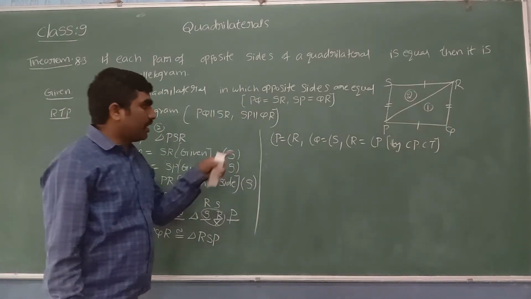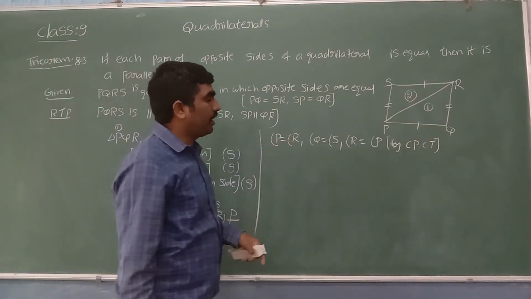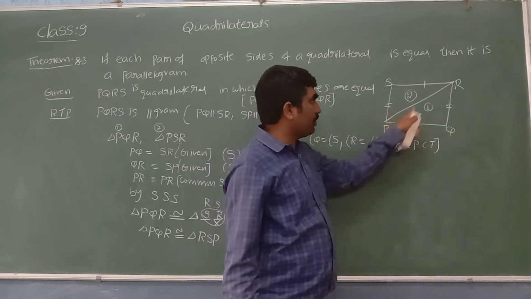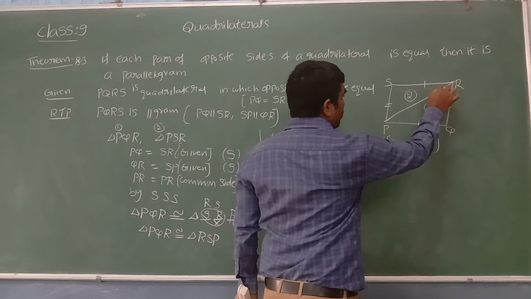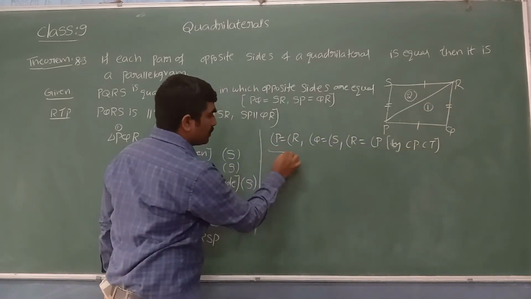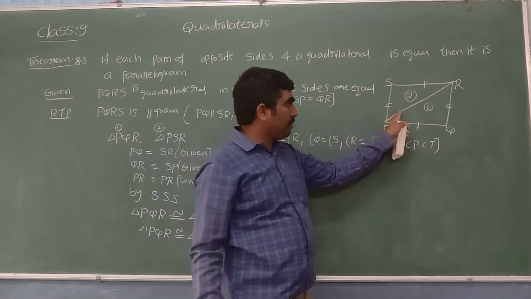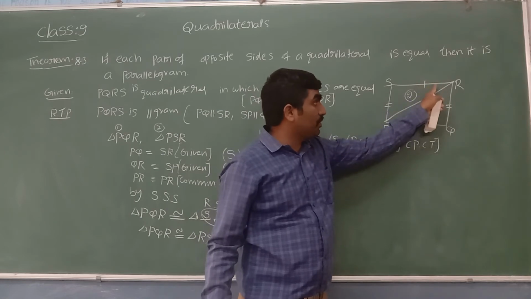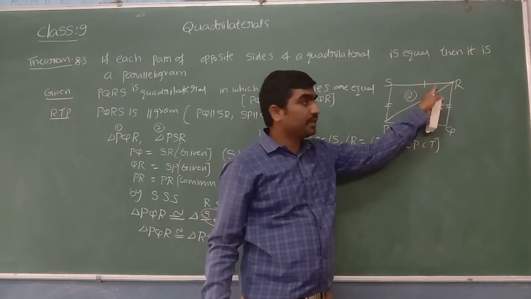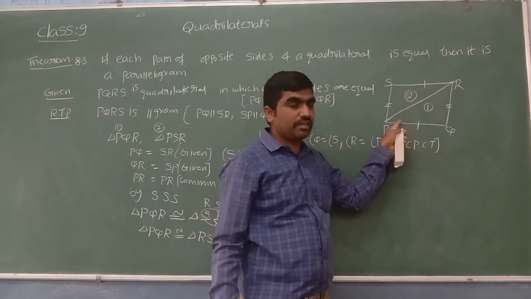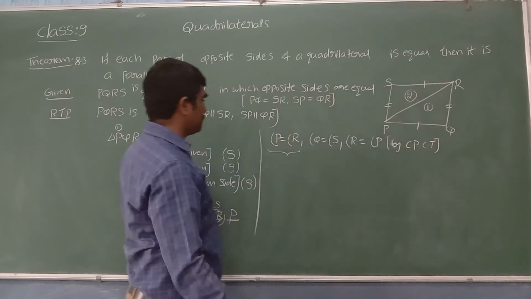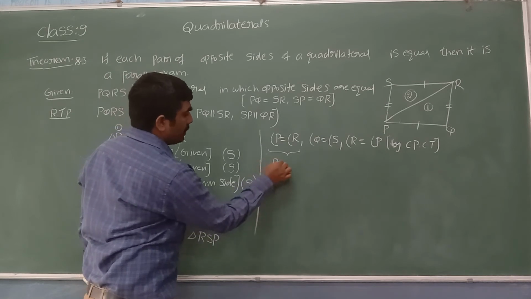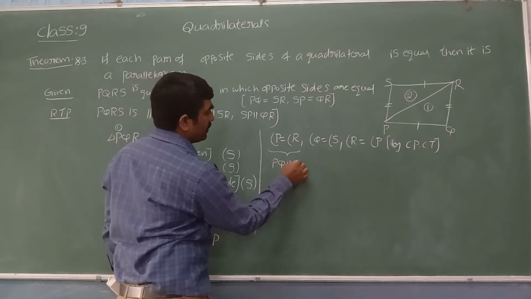Now see how the angles are. Angle P is equal to angle R, which means both the angles are equal. How are these two angles related? Both these angles are alternate angles. So we can say that SR is parallel to PQ. From this I can say that PQ is parallel to SR.